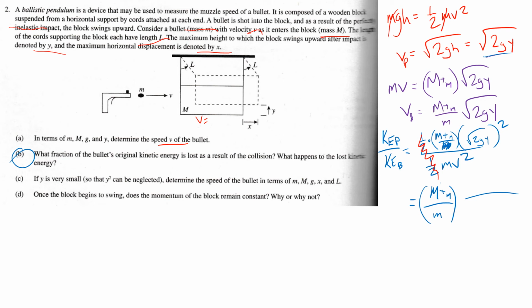Now for the stuff that is squared, this guy is going to be a 2gy in the numerator. Now this v here, we have something for it. It's this guy right there. So what we're going to do is stick that whole thing into here. So this is going to be (big M plus little m) divided by little m. Now I'm going to distribute the square at the same time here.